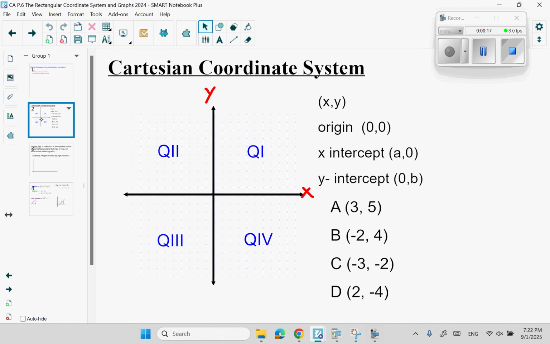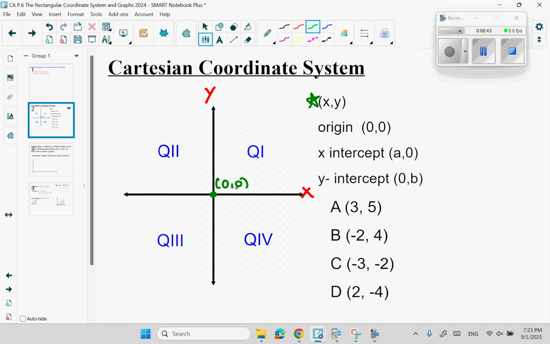So recall that the Cartesian coordinate system is what you're used to, with the x-axis being horizontal and the y-axis being vertical. Some important things to recall is that all of our coordinates are x-coordinate first and then the y-coordinate. The origin is (0, 0). So let's just call that origin (0, 0).